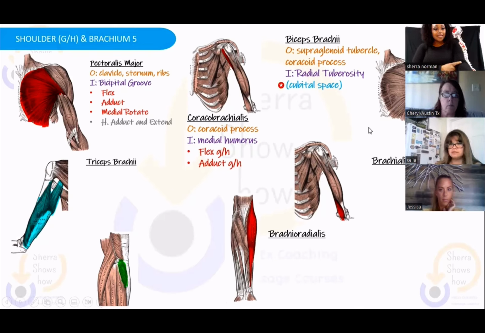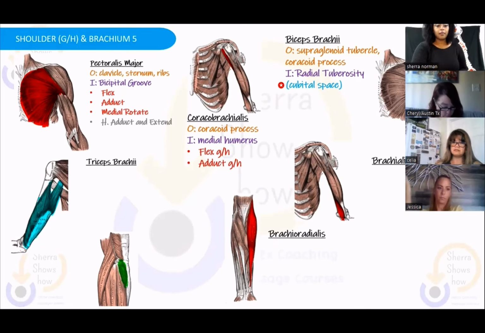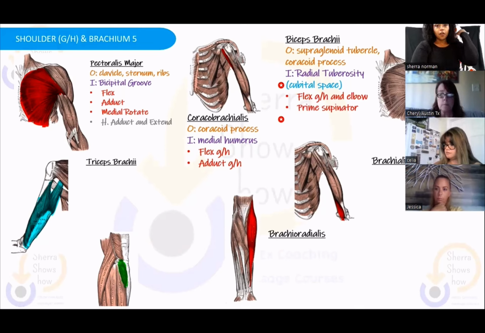The tendon for the biceps can be felt, can be palpated in the cubital space. Please remember that. The tendon for the biceps brachii can be palpated in the cubital space. Feel it. Take your hand, supinate, you feel that biceps tendon nice and tight right in there, okay? It flexes the shoulder and the elbow, full flexion. So it crosses the shoulder and the elbow joint, so it has to do both. It's going to flex the shoulder and flex the elbow. But then don't forget, it is the prime supinator, okay?